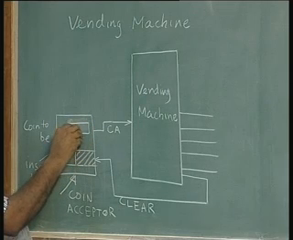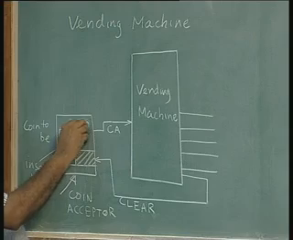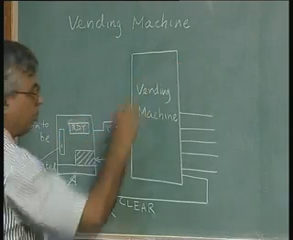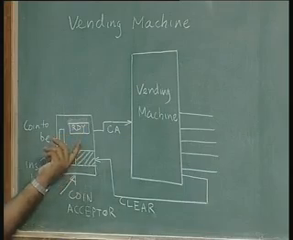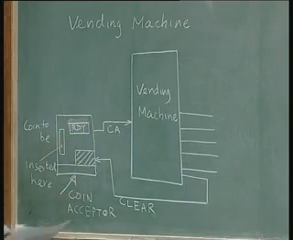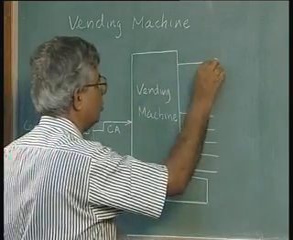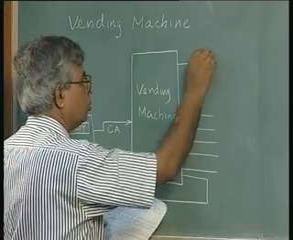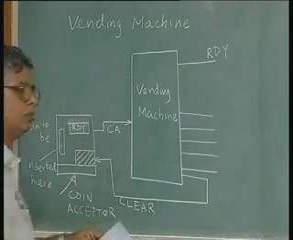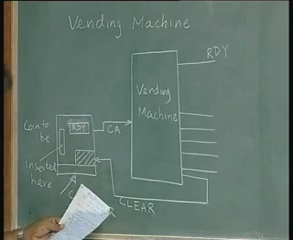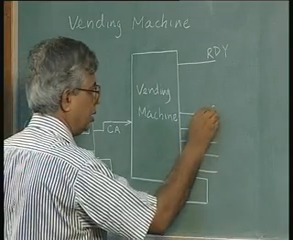This ready will also be for the vending machine also. Vending machine will be ready along with the coin acceptor, both of them will be ready at a given time. So, I need a ready output here also. Ready. So, these are my 5 dispense goods.